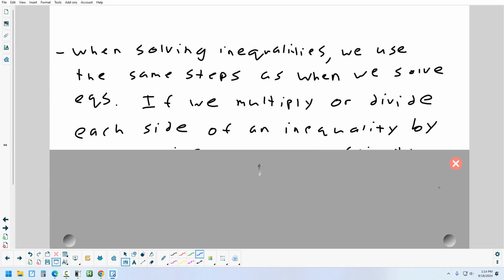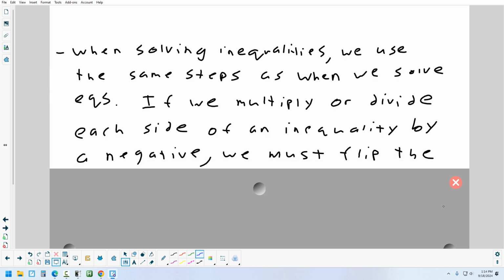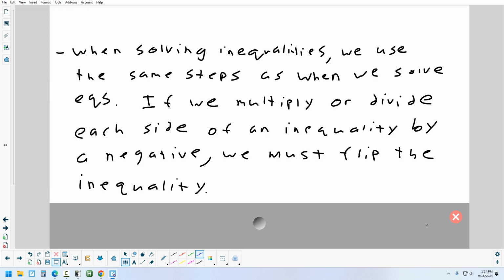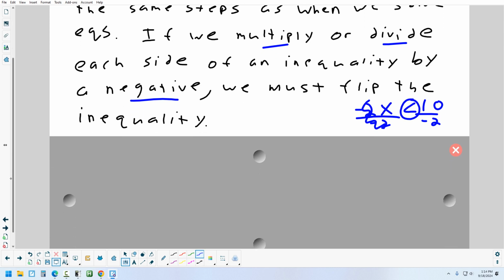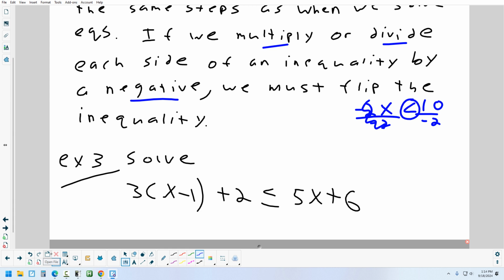But when you multiply or divide by a negative, you have to flip the inequality. If you remember that, you have to flip it. So like if you had negative 2x is less than 10, and you solve that by dividing each side by negative 2, the answer is not x is less than negative 5. You need to flip it so it's x is greater than negative 5. But the only time you flip it is if you multiply or divide, and it has to be by a negative. Not every problem is going to need it. Some problems it does, some problems it doesn't. It just depends on the problem.